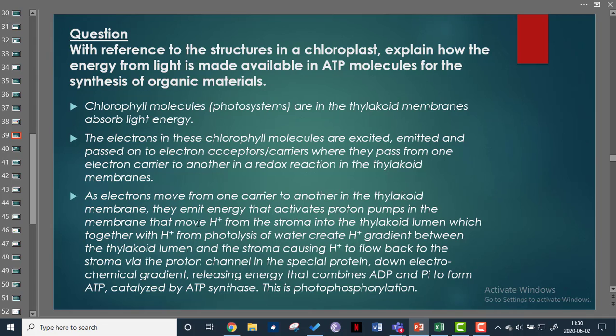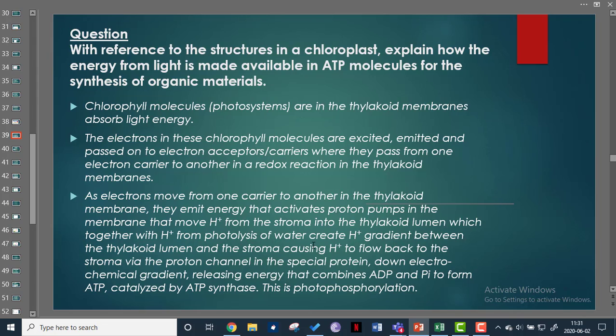Now, it activates the proton pumps in the membrane that move hydrogen ions from the stroma into the thylakoid lumen, which together with hydrogen ions from photolysis of water create what we refer to as a hydrogen ion gradient. And this hydrogen ion gradient, we refer to as an electrochemical gradient, which has been mentioned down here. Now, I want you to understand that the electrochemical gradient that has been created causes the hydrogen ions to move now from the lumen to the stroma.